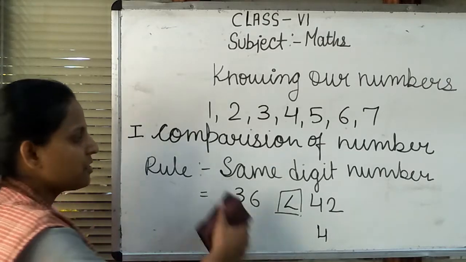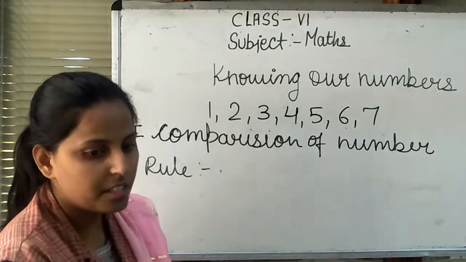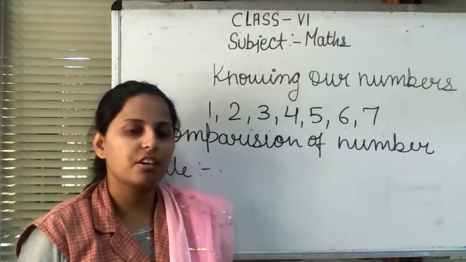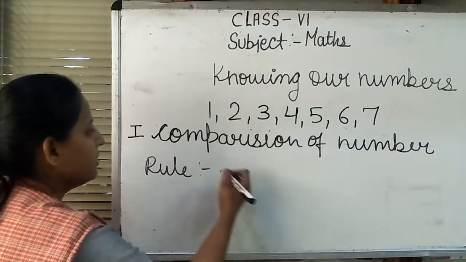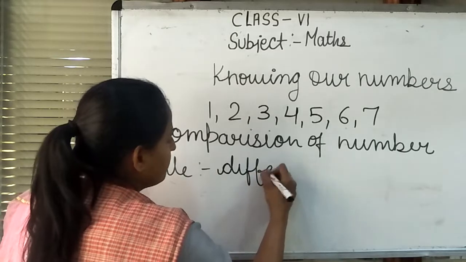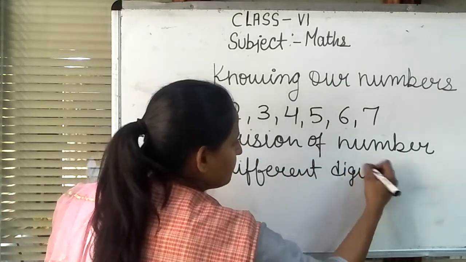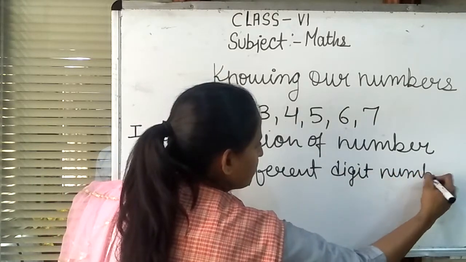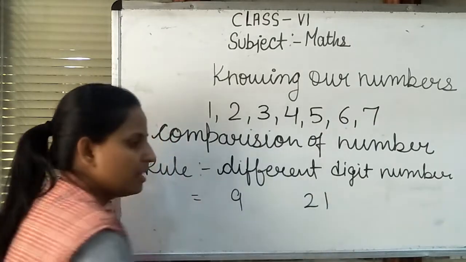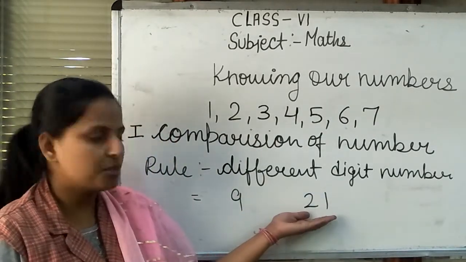Now I am taking the second rule. I will explain the second rule when the number of digits is different. We checked the same-digit case, and now we move to the next case, numbers with different digits. I write here a 9 and the second one is 21. So this is a different size of number. This is a one digit number, this is a two digit number.